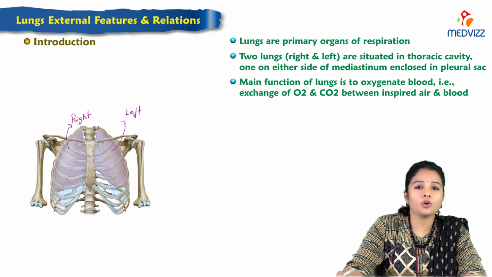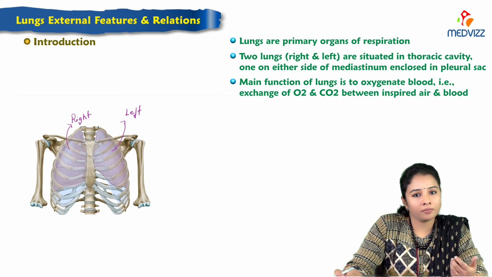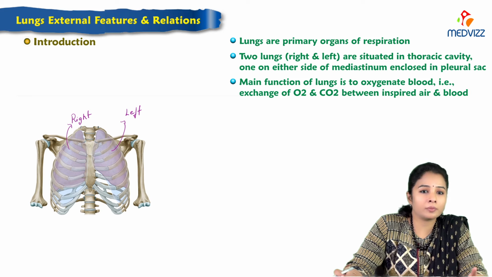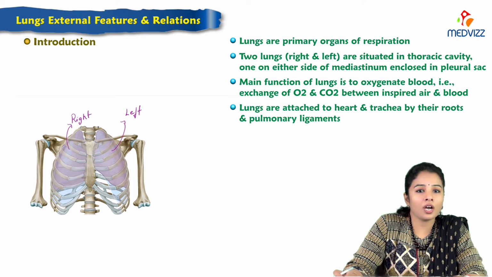The main function of the lungs is to oxygenate the blood. So its main function is the exchange of oxygen and carbon dioxide between inspired air and blood. And the lungs are attached to the heart and trachea by their roots and pulmonary ligaments.